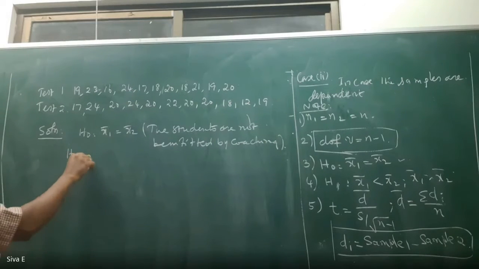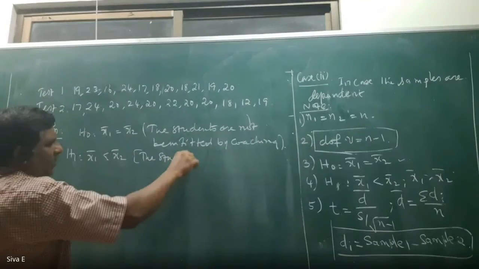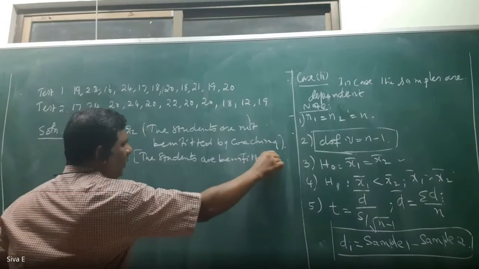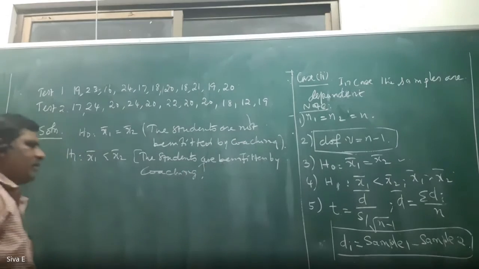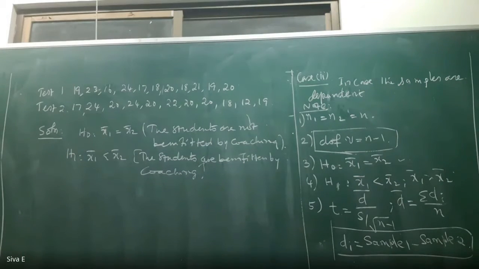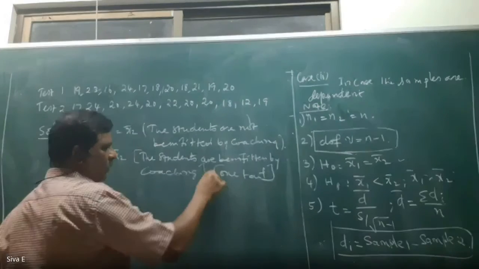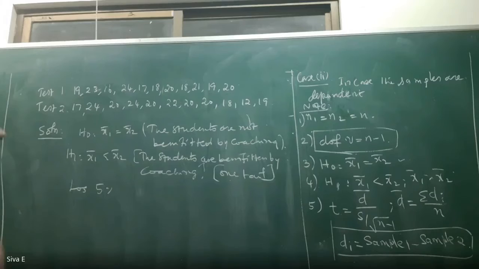H1 is x1 bar less than x2 bar: the students are benefited by coaching. Level of significance is 5%. And it is a one-tail test, note down.